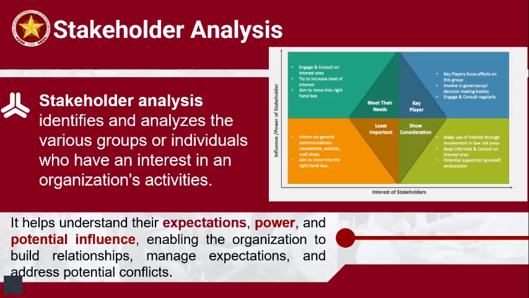On the first column, we have meeting their needs. These are the stakeholders who engage and consult on specific interest areas. They try to increase the level of interest and aim to move into the right-hand box. On the next quadrant, we have the key players. They are the ones we focus efforts on. They are involved in governance and decision-making bodies and engaged and consulted regularly. We also have the least important. These are informed via general communication, newsletters, websites, mail shots, and aim to move into the right-hand box.